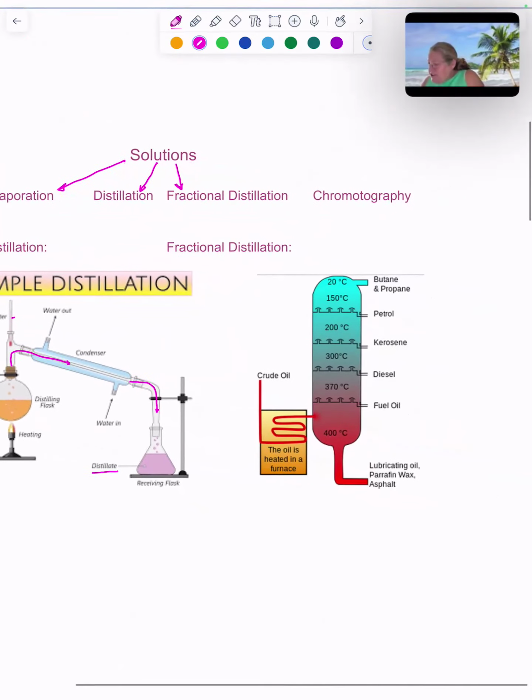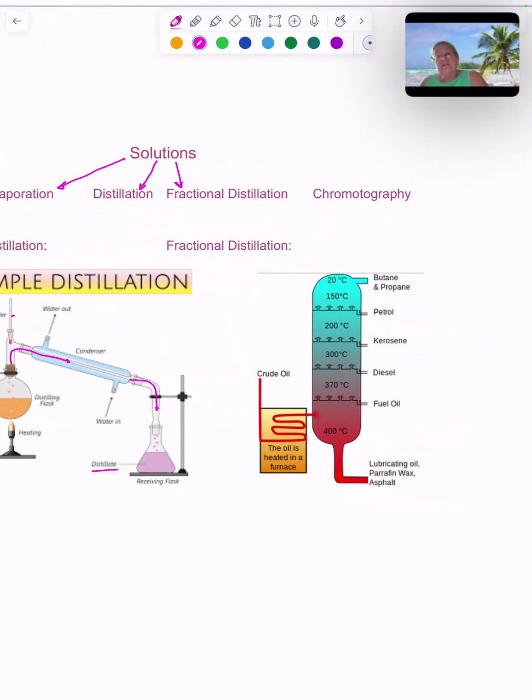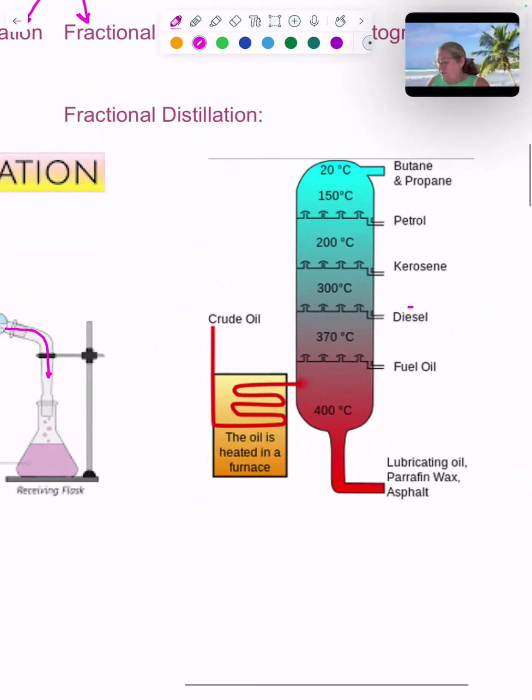You can do a fractional distillation, or you can do a fractional crystallization. A fractional distillation is where you take a mixture and heat it up to a very high temperature. The gases, vapors, will rise in a column, and they will collect off at different temperatures. Here, if we take crude oil, which is a common example for a fractional distillation, you heat it up to about 400 degrees Celsius.